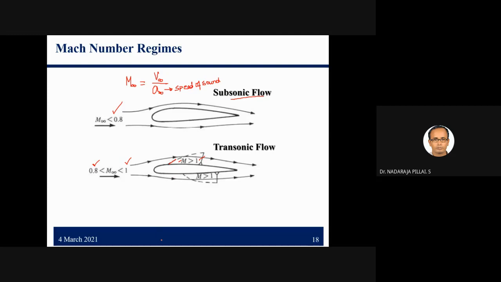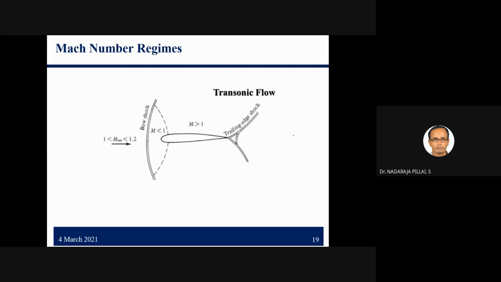So beyond the critical Mach number, the Mach number is still less than 1, but somewhere in the flow a Mach number of 1 is reached. This flow is called transonic flow. You have both subsonic flow and supersonic flow in the flow field.